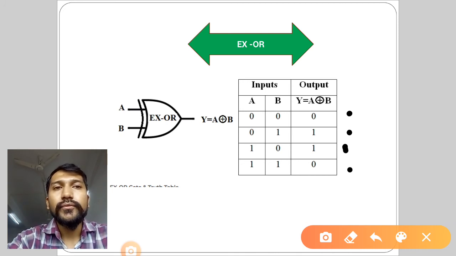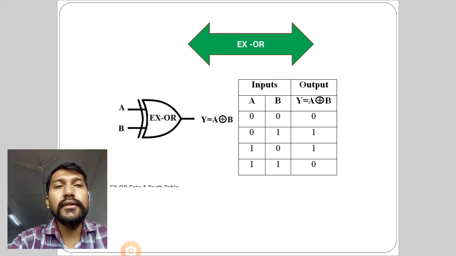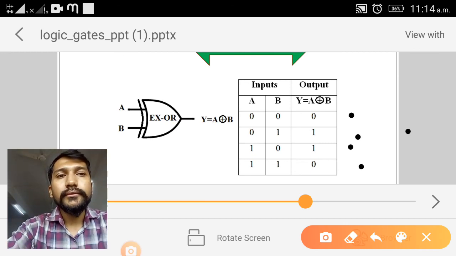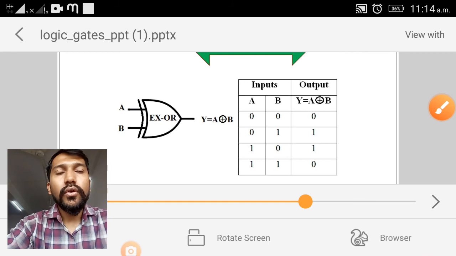Now XNOR. So what will be the difference in XNOR? Only a bubble will be added over here. Bubble. Now let us see, is it right or wrong? And the truth table will be exactly opposite of this. So what is the output of XOR here? 0, 1, 1, 0. Okay, fine. So there it will be exactly opposite.